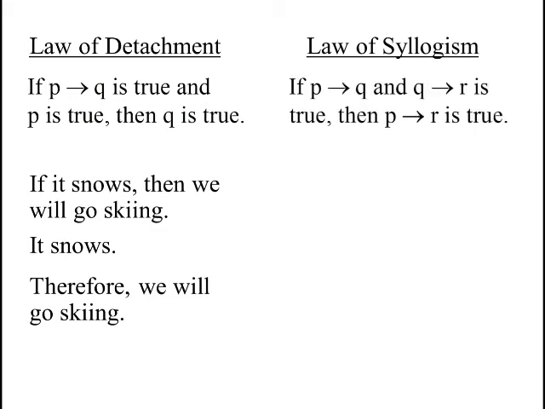Syllogism is a bit more complicated. It's sort of like the transitive property. There are two steps and then a third statement. If P implies Q and Q implies R is true, then P implies R is true.